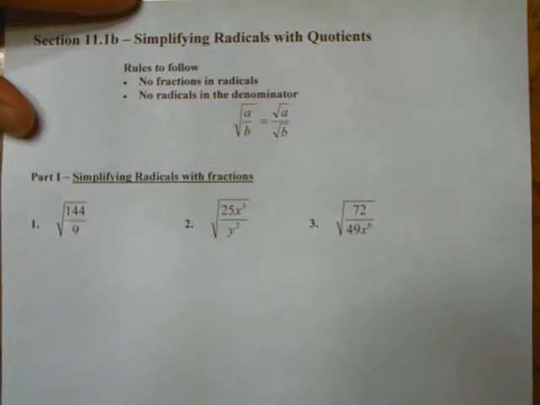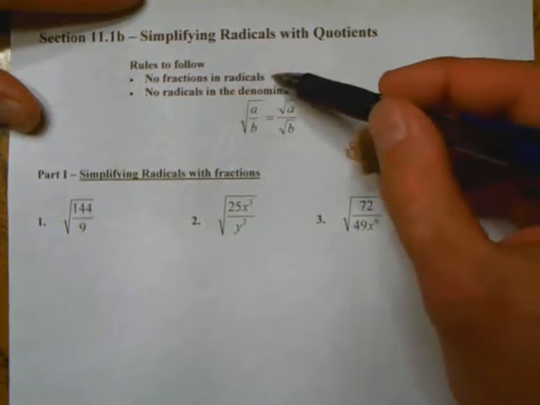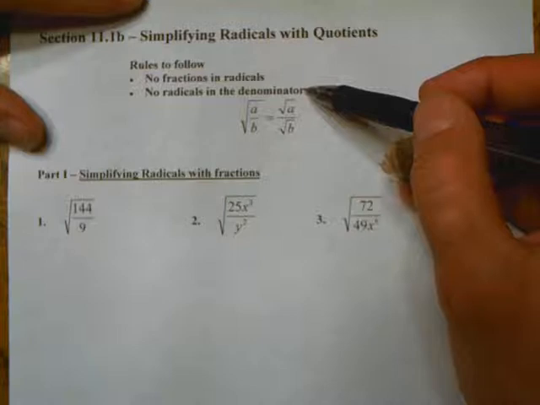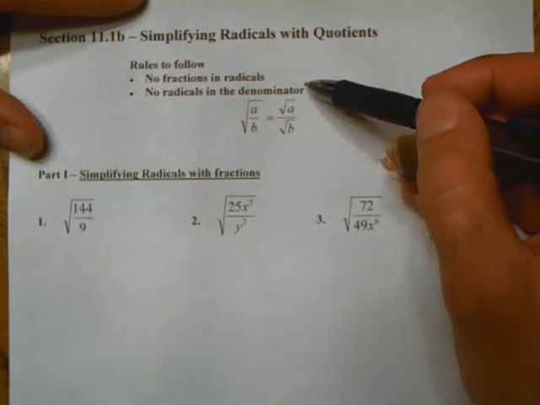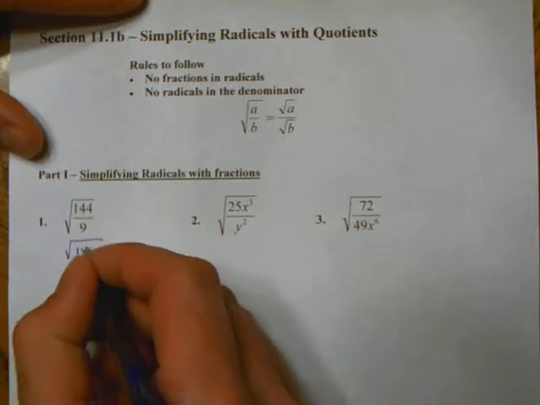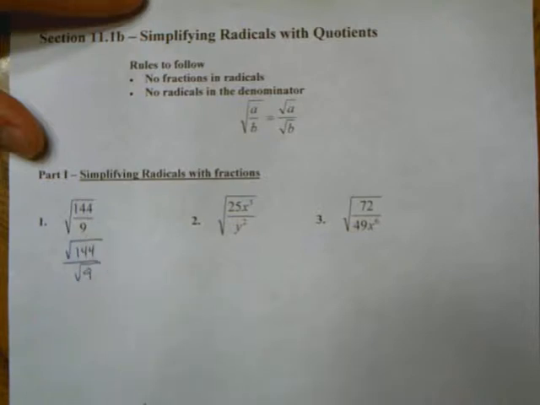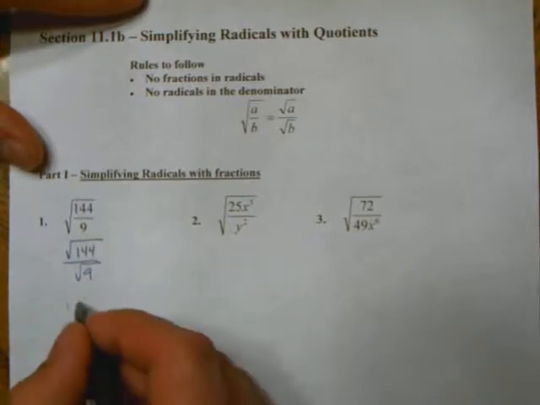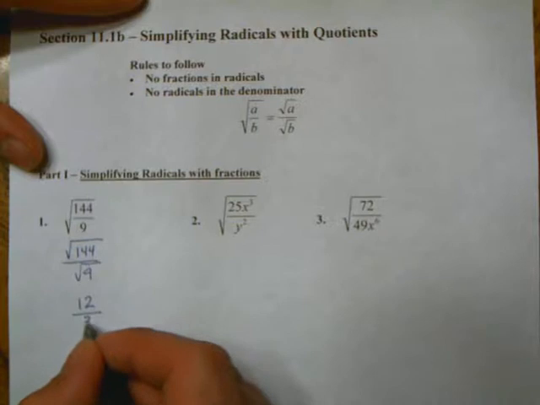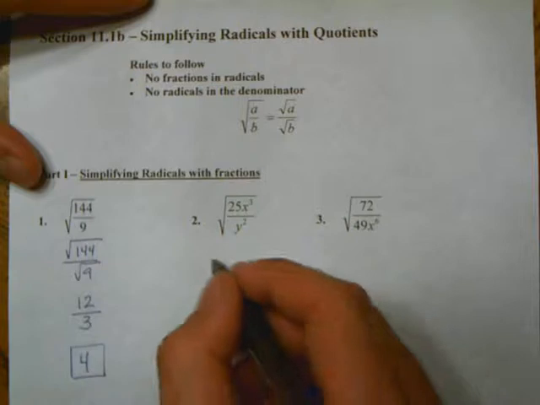So what I'd like to do is teach you how to manipulate our problems in such a way so our answers will not have a fraction inside the radical or a radical in the denominator. The first trick that we can learn is we are allowed to take a fraction that's in a radical and split it up into two parts and then take the square root of each part. So 144 over 9, I split into two radicals. Now I take the square root of the top and the square root of the bottom, and I say 12 over 3. Does that reduce? It sure does, and so my answer is 4.